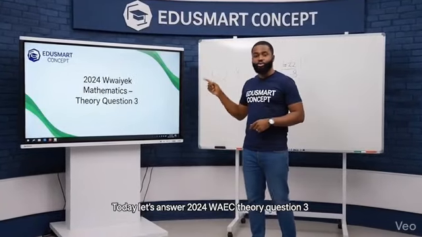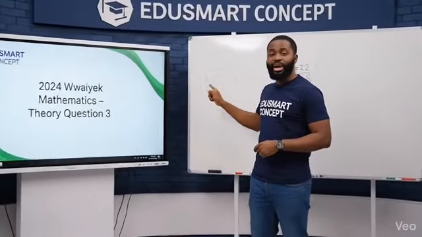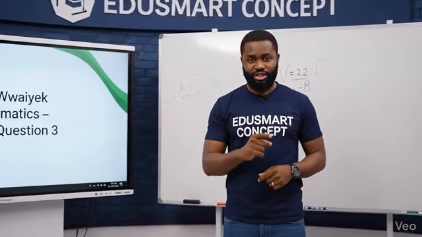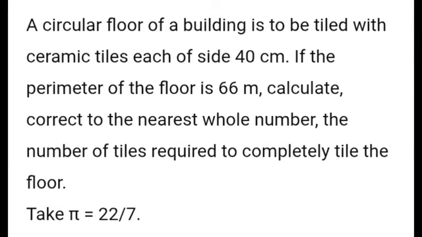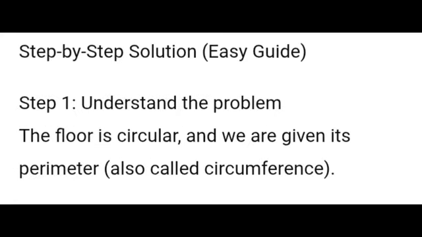Today, let's answer 2024 WAEC theory question 3. A circular floor of a building is to be tiled with ceramic tiles, each of side 40 centimeters. If the perimeter of the floor is 66 meters, calculate, correct to the nearest whole number, the number of tiles required to completely tile the floor. Take pi as 22 divided by 7.